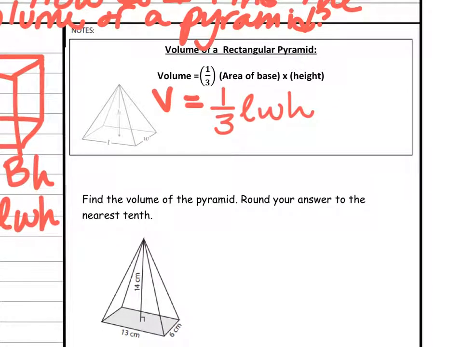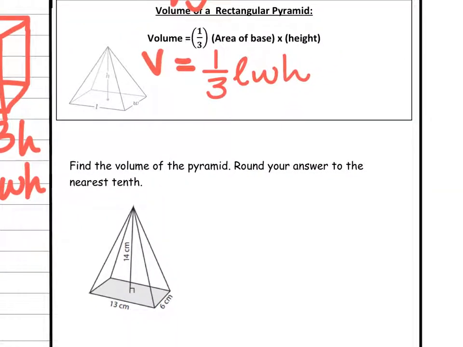Okay, this is not bad. Find the volume of the pyramid, round your answer to the nearest tenth. I'm looking at this right now. I'm going to make 13 my length, 6 my width, and then up and down, that has to be the height. So length, width, height, label that on your pyramid.